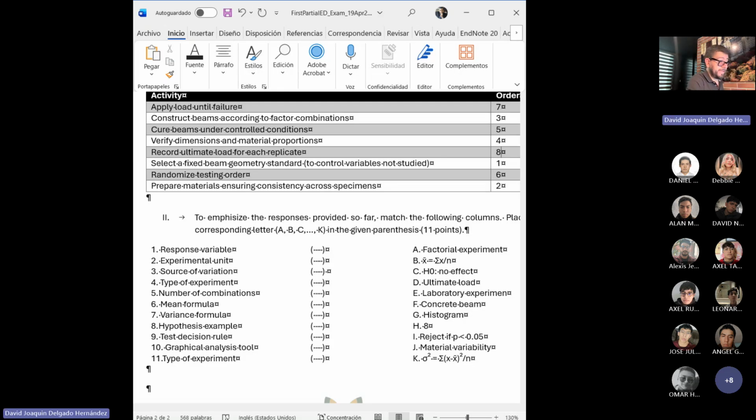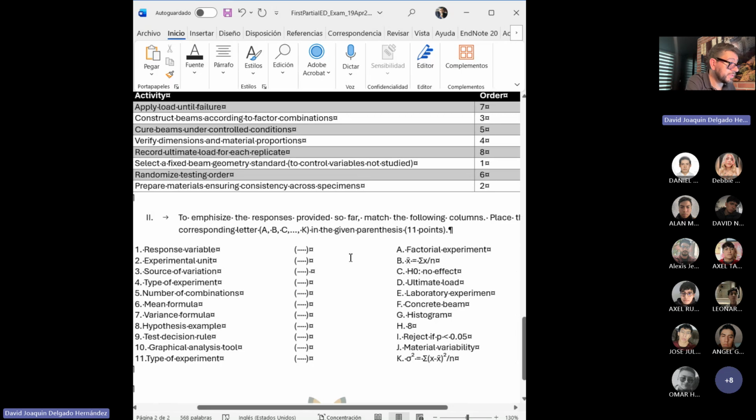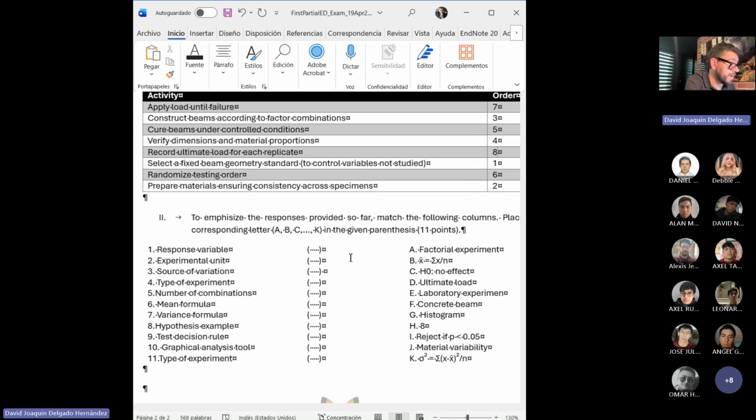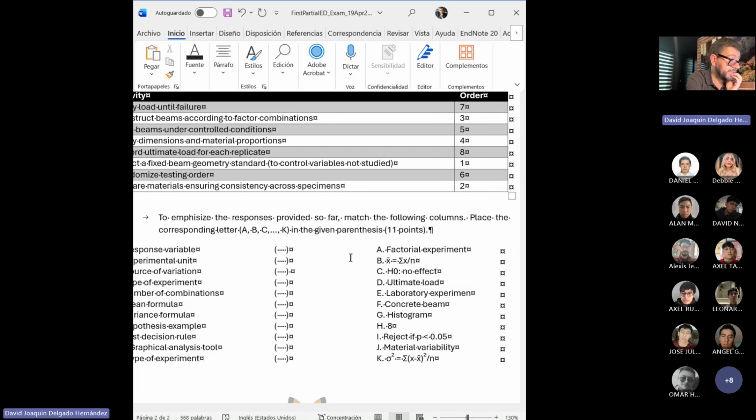And finally, the very last part of the exam says to emphasize the responses provided so far, match the following columns. Place the corresponding letter A, B, C in the given parentheses.